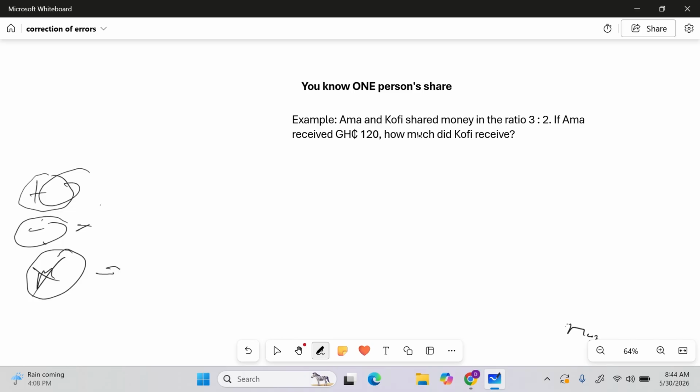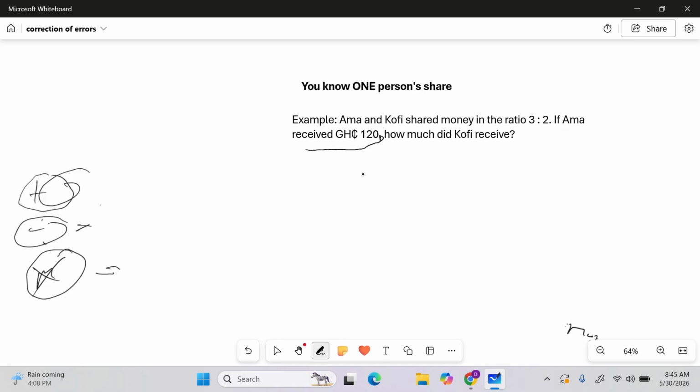Amma and Kofi shared money in the ratio 3 to 2. If Amma received 120 Ghana cedis, how much did Kofi receive? So here they are asking what Kofi will receive. But Amma had 120 cedis as her share, and we don't know Kofi's own.